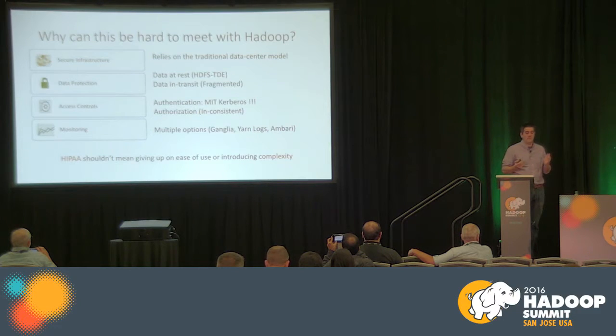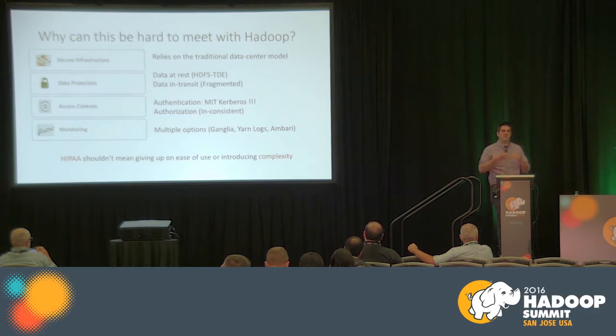There's also authentication. Kerberos is pretty good, but it comes with a bunch of headaches if you've actually tried to do it. And then authorization, again, is inconsistent. And then all the monitoring. All these different applications have their own set of logs, own set of tools. So how do you bring that stuff together? If the ONC comes in and you have to show your logs of who had access to what, you want it in a nice centralized location.